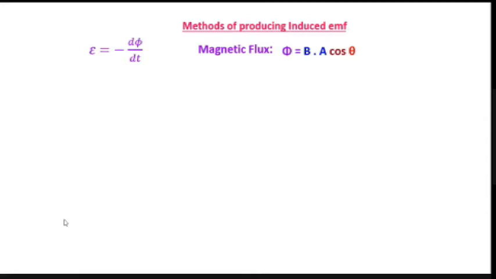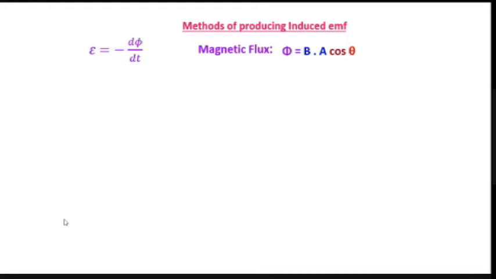Recall Faraday's first experiment. What did he do there? Magnet. So there is a bar magnet and there is a coil. When the bar magnet is moved towards the coil, what will happen to the magnetic field associated with the coil? Increases or decreases? When the magnet is moved towards the coil, will the magnetic field increase or decrease?